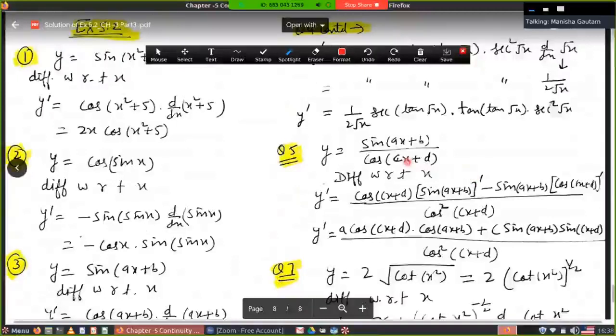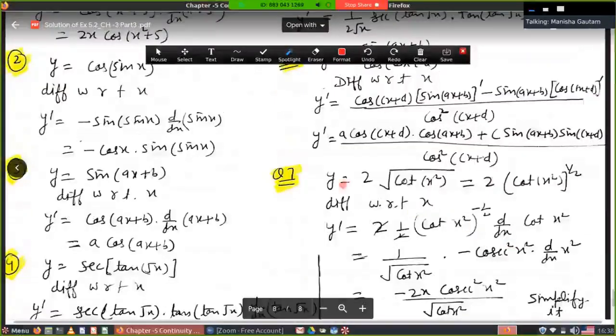Question number 5. The u upon v algebra you have to apply here, and the chain rule will work simultaneously. Denominator square, cos square of cx plus d, denominator as it is, numerator's derivative minus numerator as it is, denominator's derivative. Find out the derivative and you will get the answer.